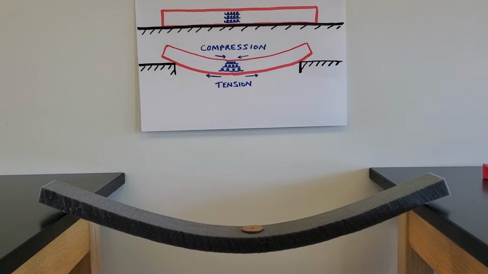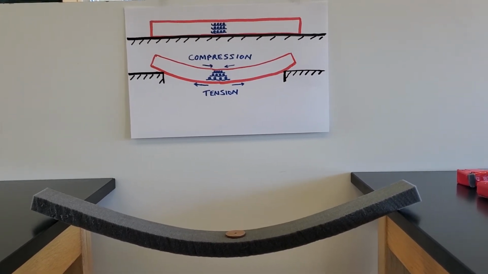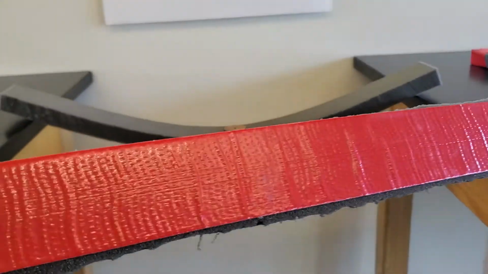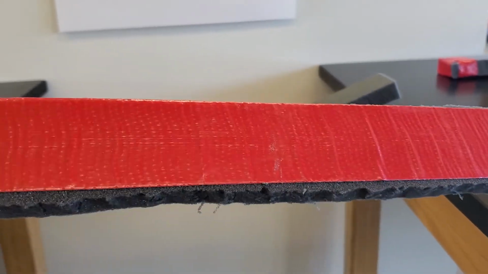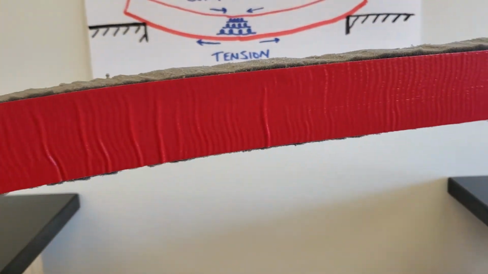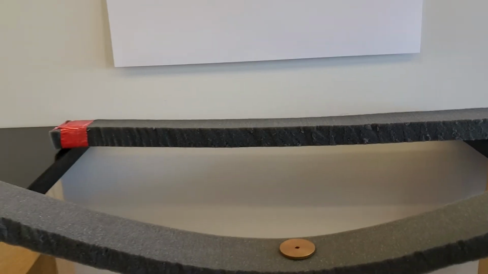Well, what we can do to help things out is if we had a material that was really good in tension. So what I've done is I've taken another piece of foam here and put duct tape on one side. Well, duct tape is not great in compression, but it's pretty good in tension. It's got all these little fibers in it. And so what you can do is have the material set up so that the duct tape is actually down at the bottom where we need some help with the tension.